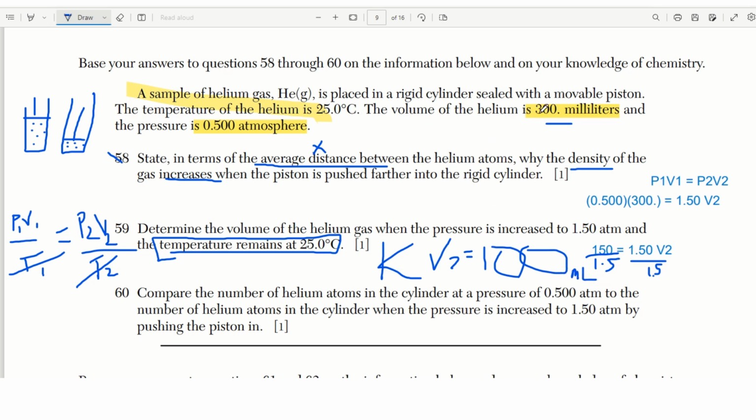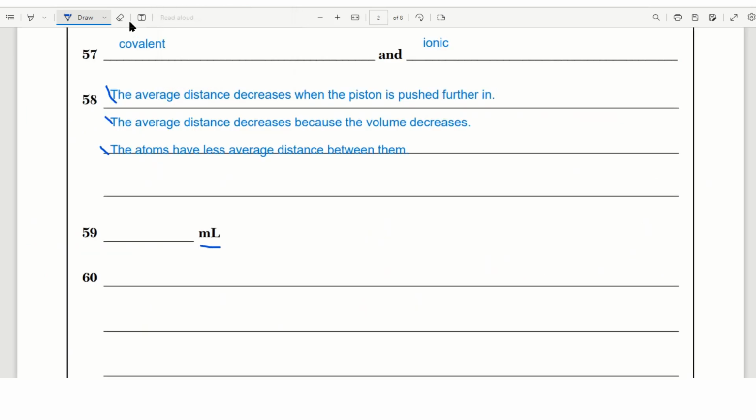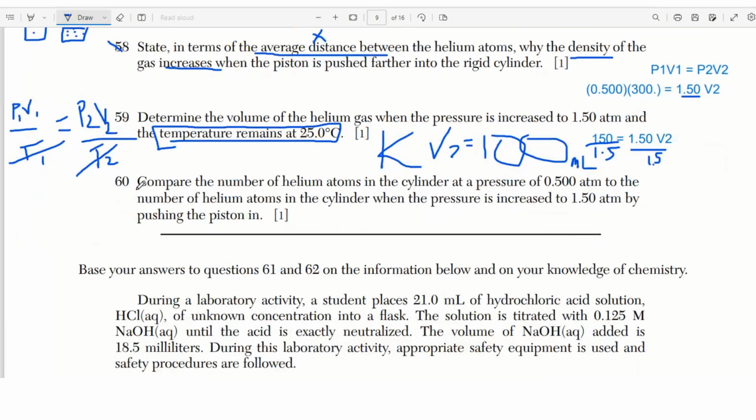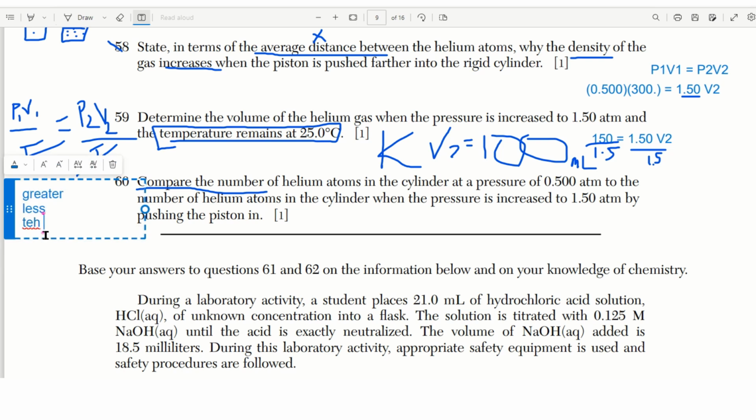It started with a big volume and a low pressure, and I increased the pressure. Yeah, it makes sense. It should be less volume, and it was. So I just have to put my answer here of 100. It does not mention significant figures, so that's it. I just write what I got in the calculator. I don't have to think about it. Compare the number. So here's the thing. When it says compare the number, it's either going to be 1 is greater, 1 is less, or they are the same. All right, that's going to be the answer.